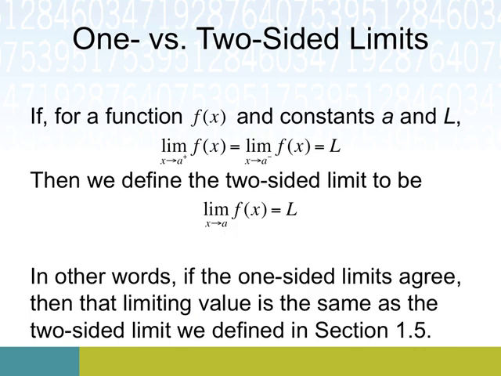And so this is that statement written again. So if the one-sided limits agree with one another, then we basically get exactly the same limit that we were discussing from the previous section.